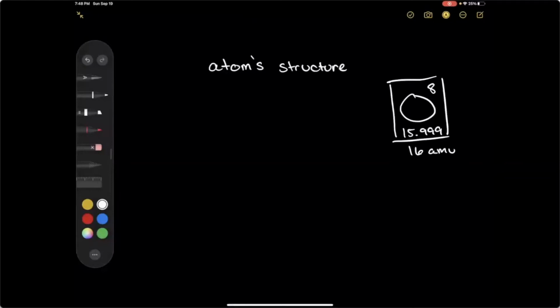So why do I want you guys to pay attention to those things? Well, because that's going to help me visualize the structure of an atom. So, an atom has a nucleus.